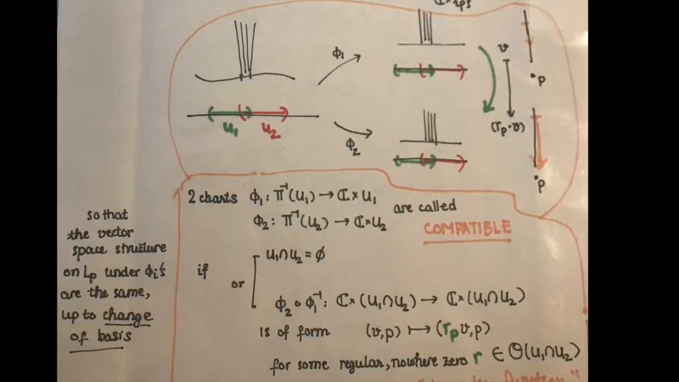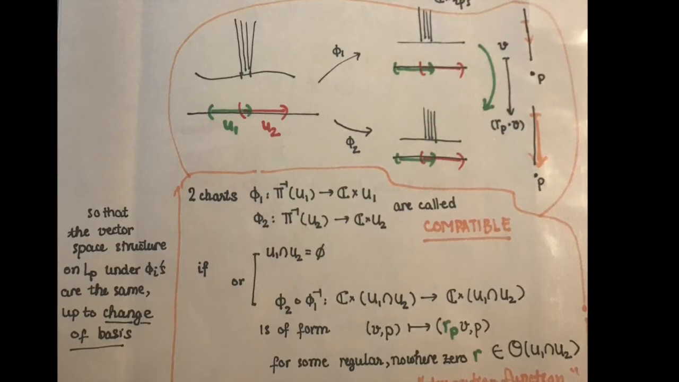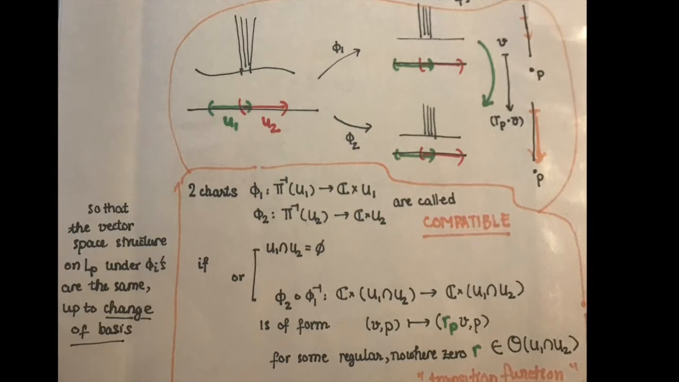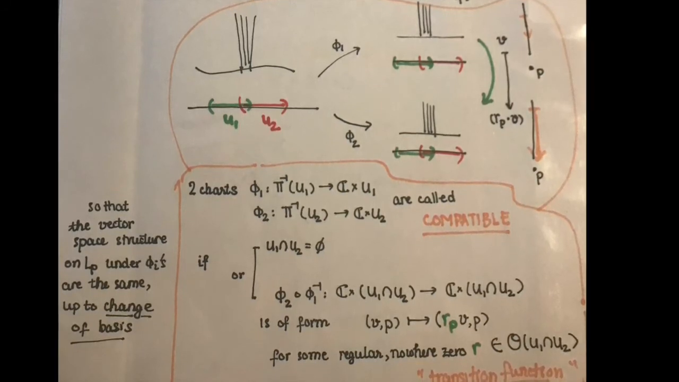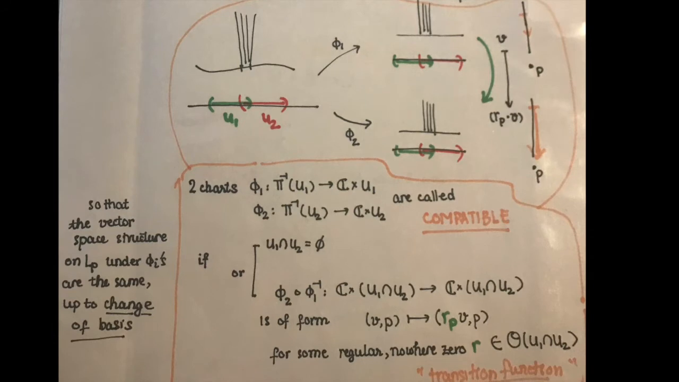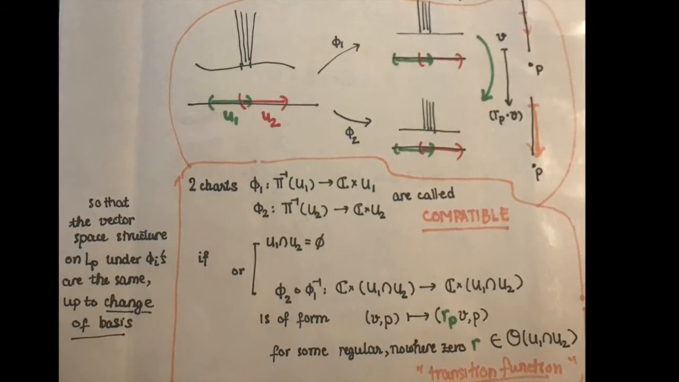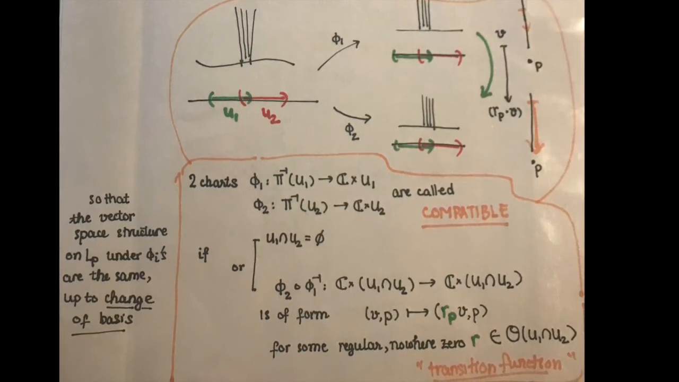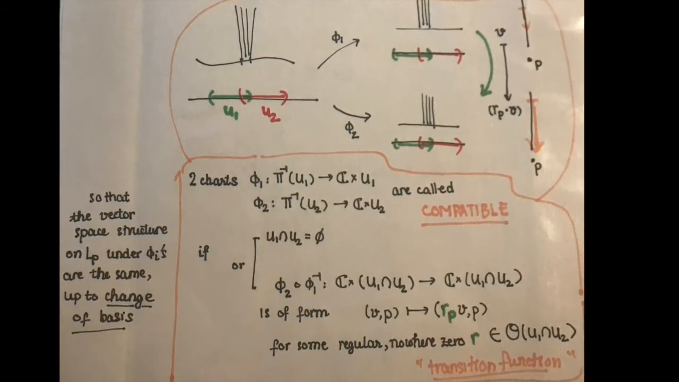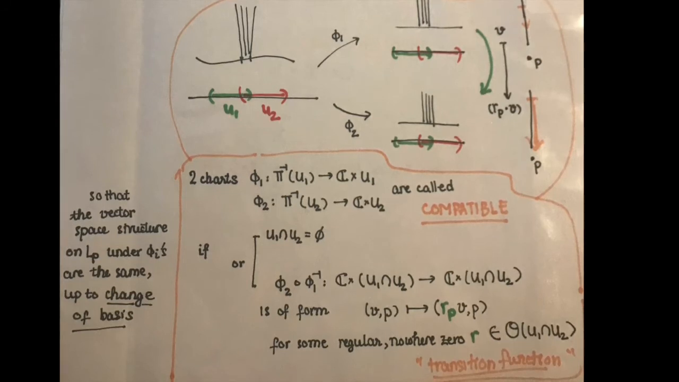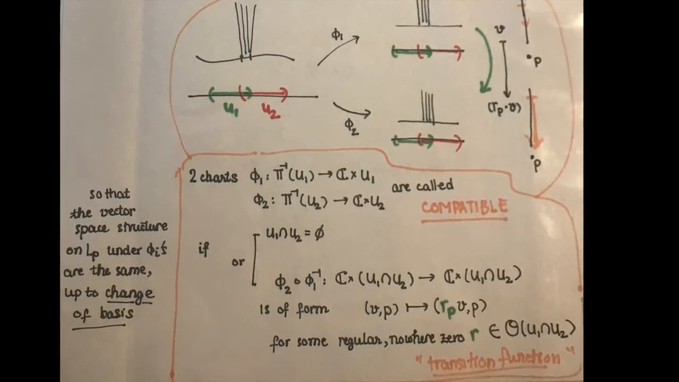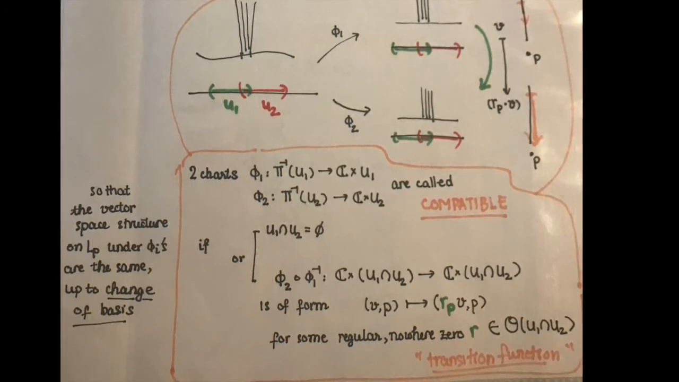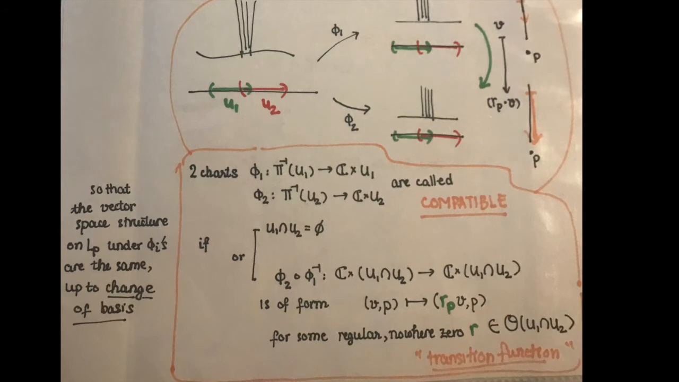We want it to be nowhere zero so that we can invert it, because the two coordinates should be symmetric. We should not prefer one over the other. If we can go from one to the other, we should be able to go back the other way. So on each fiber, the map should be an isomorphism of vector spaces. This map that translates between the two different coordinates is called a transition function.